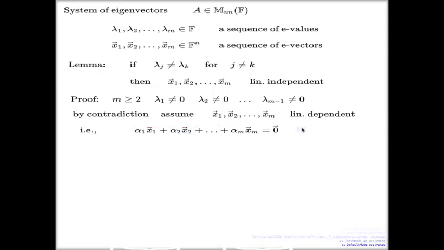Again, without losing much generality, I'll make the assumption the first coefficient is non-zero. Otherwise, I can reindex and make it the first one. In fact, there must be two coefficients non-zero, right? There can't be just one. If only one is non-zero and the rest of the coefficients are zero, then you'll have alpha 1 x1 equals zero, which is wrong, because the x1 vector is an eigenvector, it cannot be the zero vector. So by assuming the vectors are linearly dependent, meaning you have a linear combination which is zero but at least one coefficient is non-zero, I can say at least two coefficients are non-zero. If exactly alpha one were non-zero, it would be a contradiction straight away. So among the rest of the alphas, from 2 to m, there is another one which is non-zero.